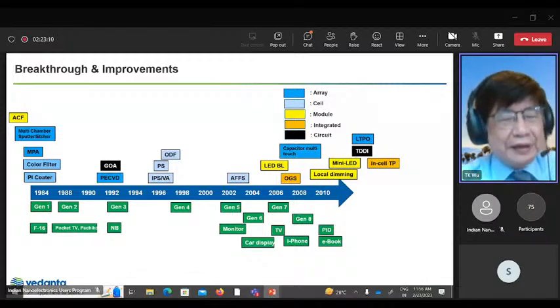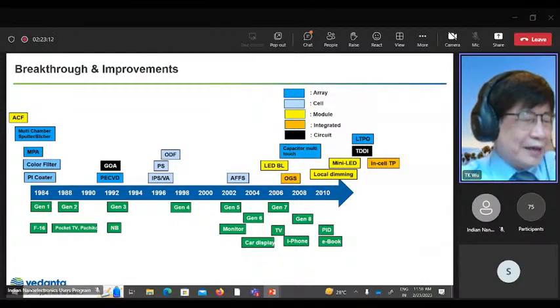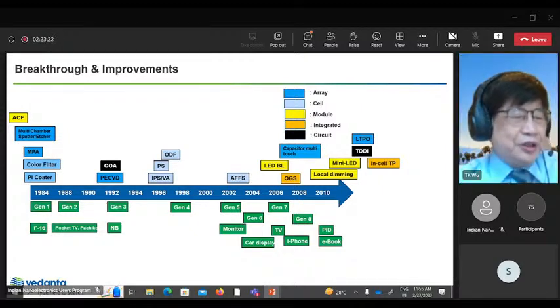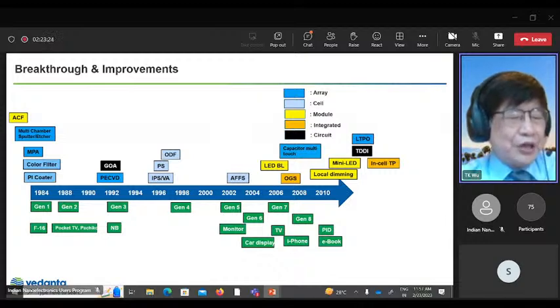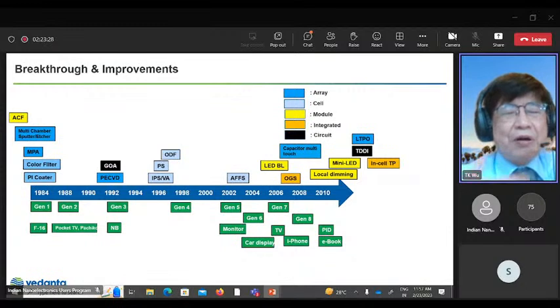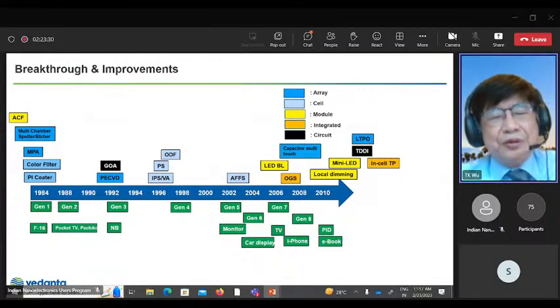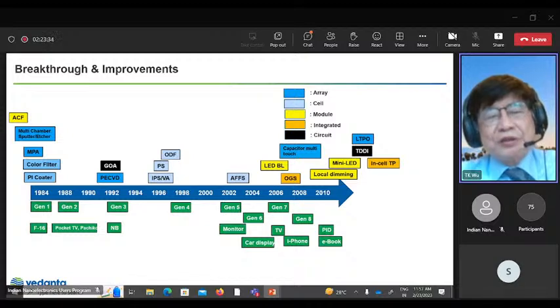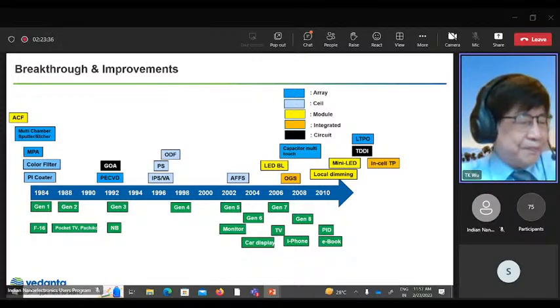And LCD got another big market source. So the application now extended from IT to TV, from indoor to outdoor, from car to jet fighters. So it became a universal application technology. That's why TFT LCD became so successful.